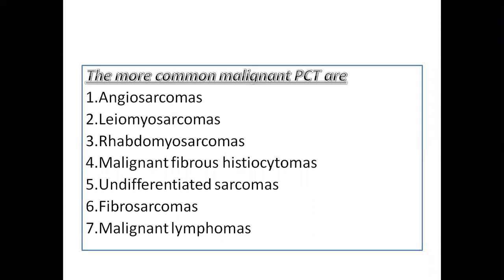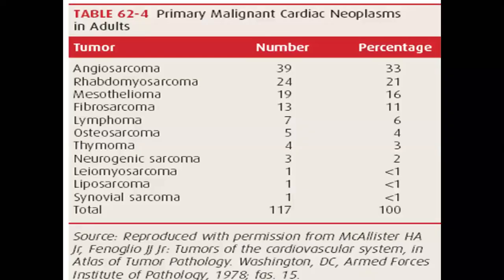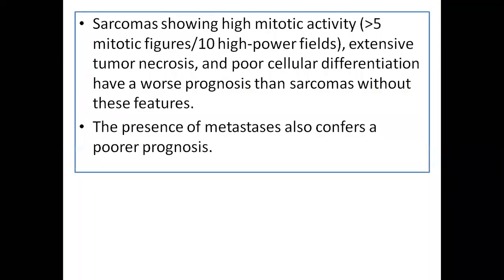The more common malignant tumors are angiosarcoma, leiomyosarcoma, rhabdomyosarcoma, malignant fibrous histiocytoma, undifferentiated sarcoma, fibrosarcoma, and malignant lymphomas. So this is the percentage. Angiosarcoma accounts for 33%, followed by rhabdomyosarcoma, mesothelioma, and lymphoma. Sarcoma shows high mitotic activity, more than 5 per high power field, extensive tumor necrosis, and poor cell differentiation, which eventually lead to a poor prognosis.